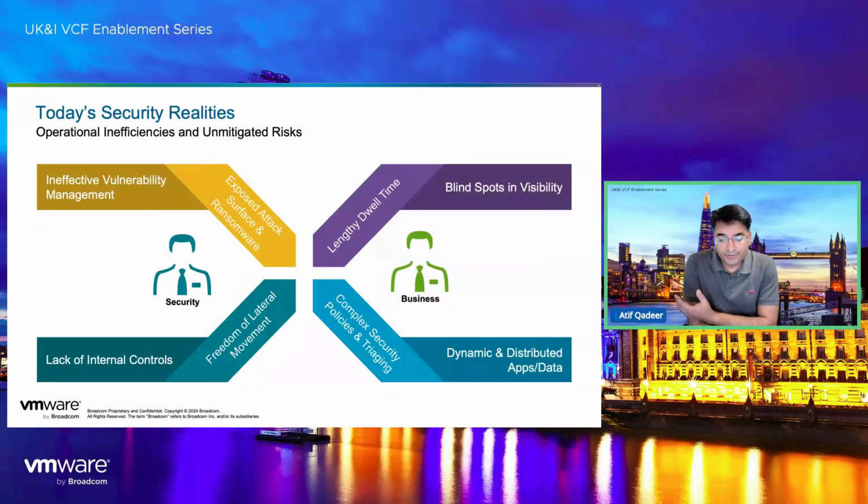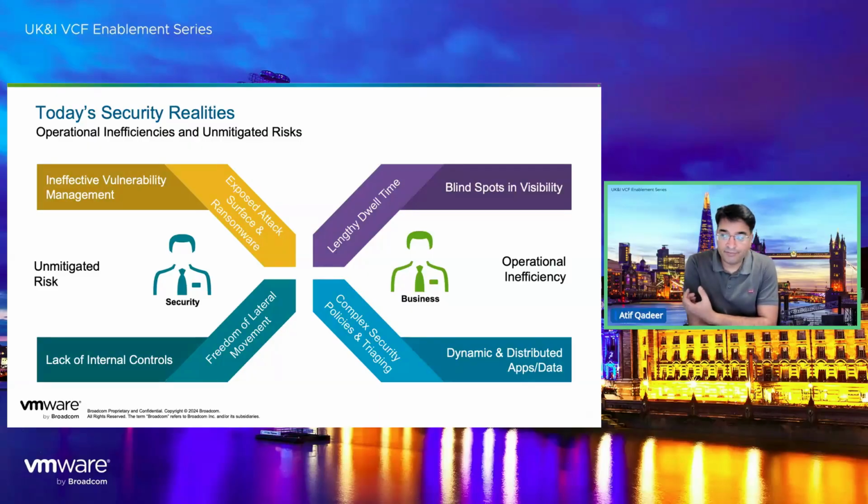So what do we see in today's security realities? Basically, there are two main parts. One is the unmitigated risks, and the other one is the operational efficiency. It's all amazing, what I'm going to tell you around vDefend, to introduce these technologies and solutions in place. But the operational efficiency is where the lengthy development time kicks in. And then we see a lot of blind spots in visibility. And that is the topic today, which is, you cannot protect what you cannot see.